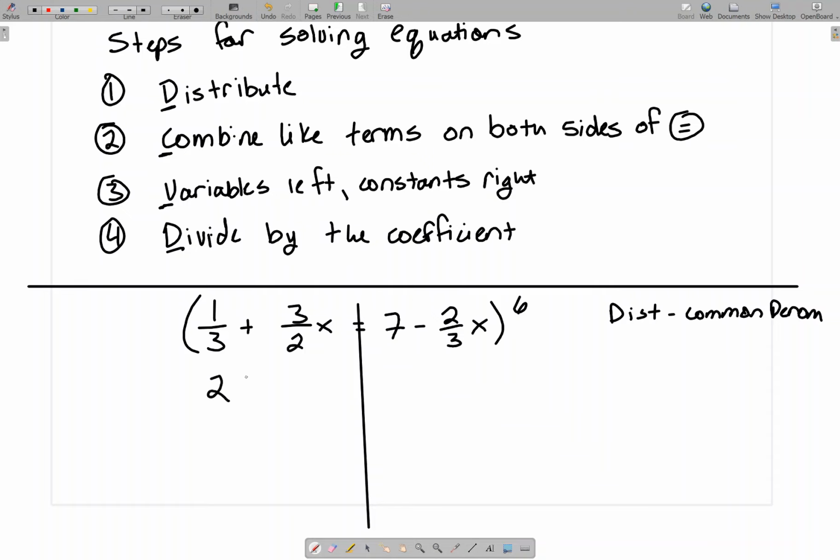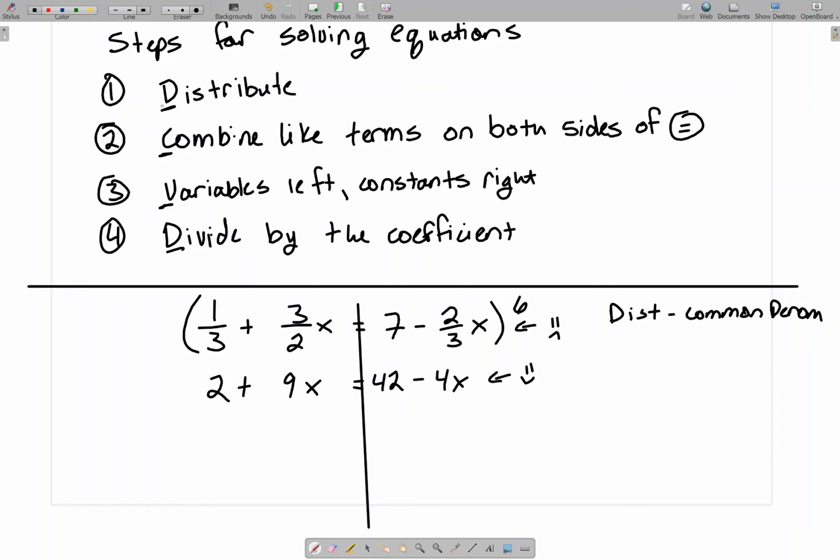6 times 3 is 18. 18 divided by 2 is 9. And the x just comes with it. 6 times 7 is 42. 6 times 2 is 12, divided by 3 is 4. And now this equation is way happier than this one. This one is a sad equation, and this one's pretty happy.